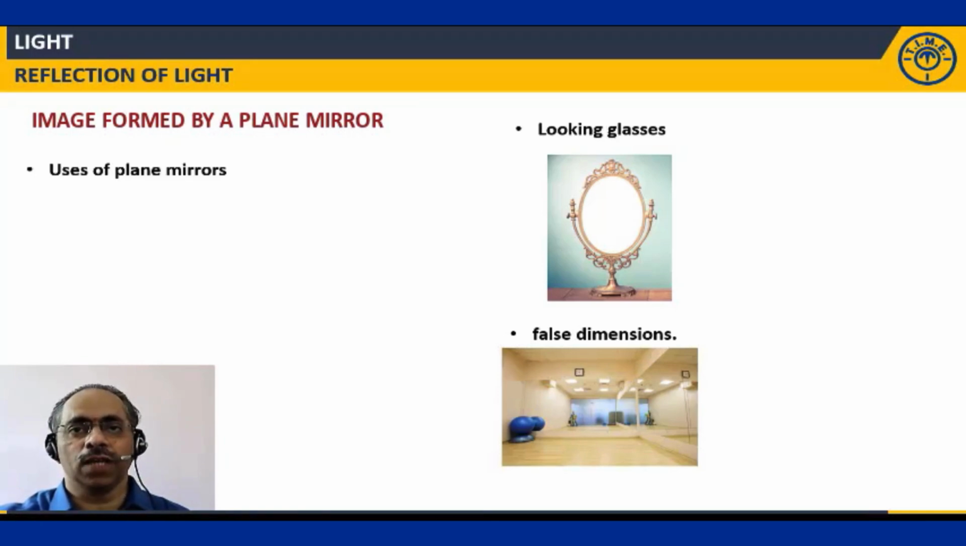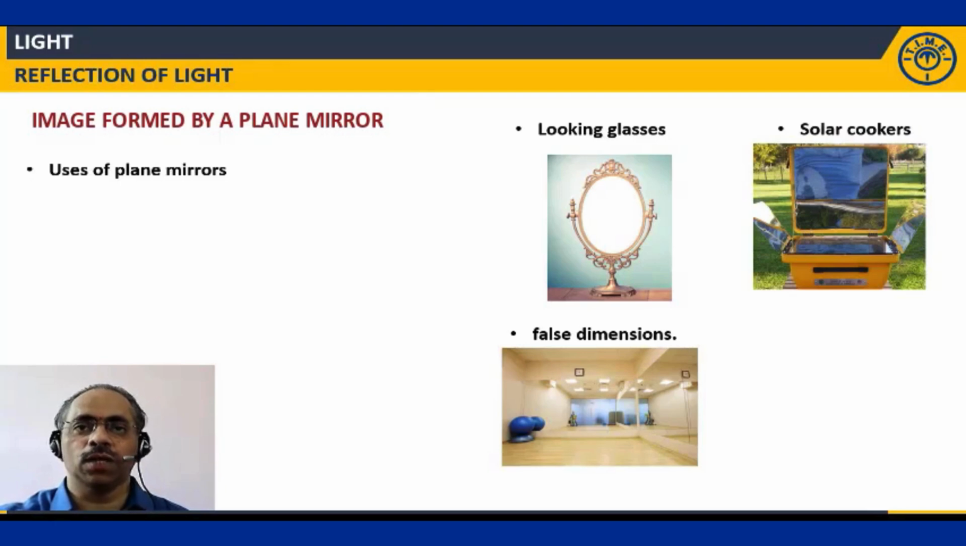Apart from that, we also have one important use, that is in solar cookers. In the solar cooker, what we do is fix a plane mirror to the lid of the solar cooker, preferably the box type of solar cooker. The sunlight incident on the mirror on the lid is reflected, and a large amount of sunlight is received into the box type of solar cooker, which helps the items being cooked faster. This is one of the uses of it.